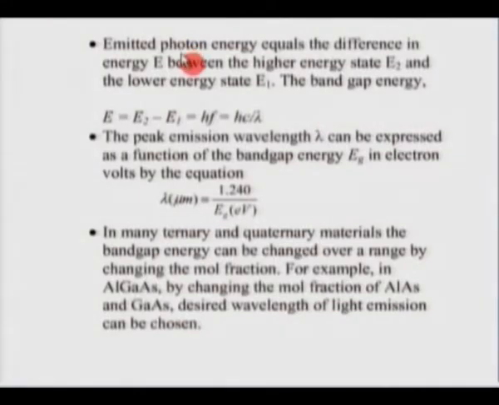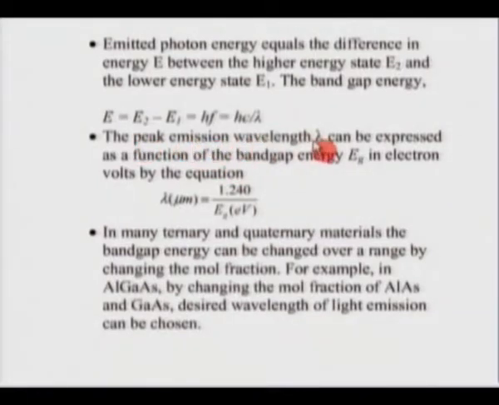Now when the radiative recombination takes place, the emitted photon energy would be equal to the difference between the higher energy state E2 and the lower energy state E1. That can be expressed by the equation E is equal to E2 minus E1, which will be hf or hc by lambda, where lambda is the light emission wavelength and c is the velocity of light.